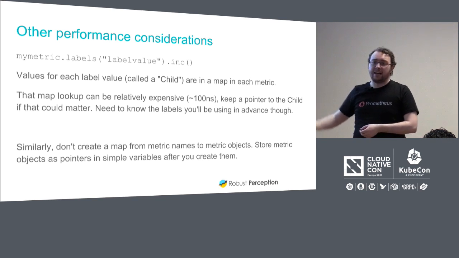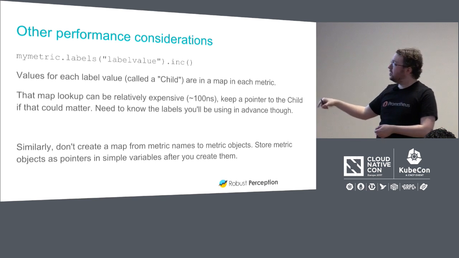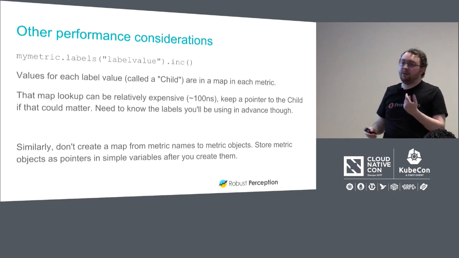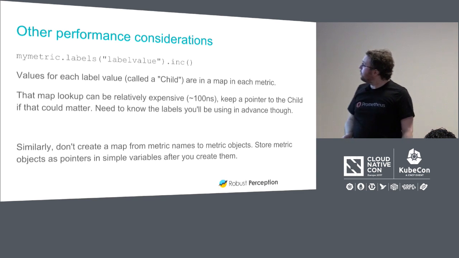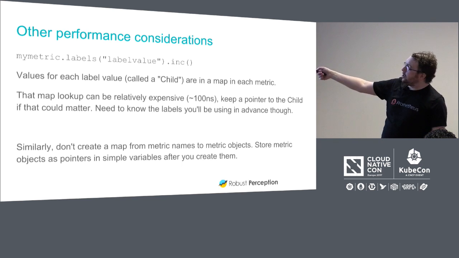And then you add 100 nanoseconds just to find the thing you need to increment. That's pretty serious. Like that makes things 6 times slower. That's bad. So instead, if you can keep a pointer to this child, that's much faster. And this is why we do it this way.